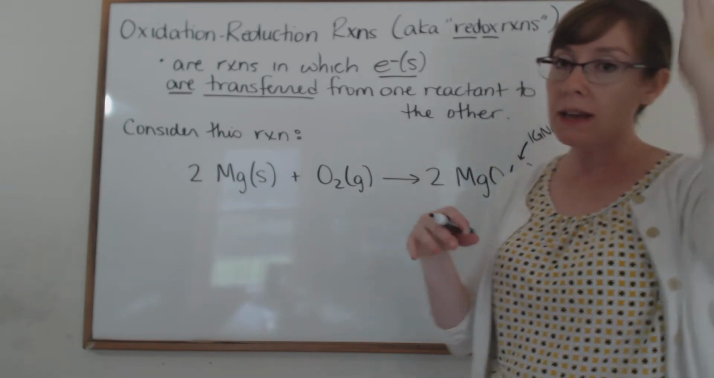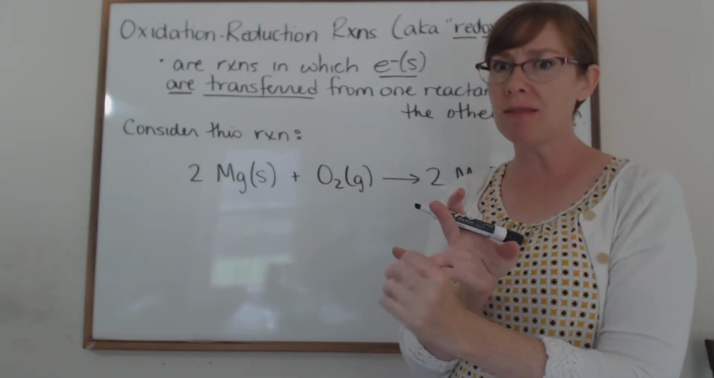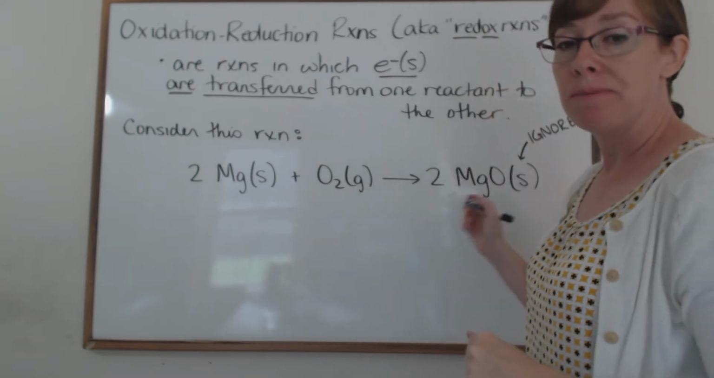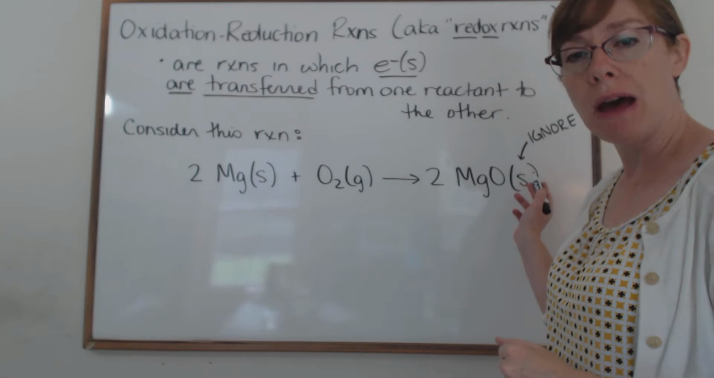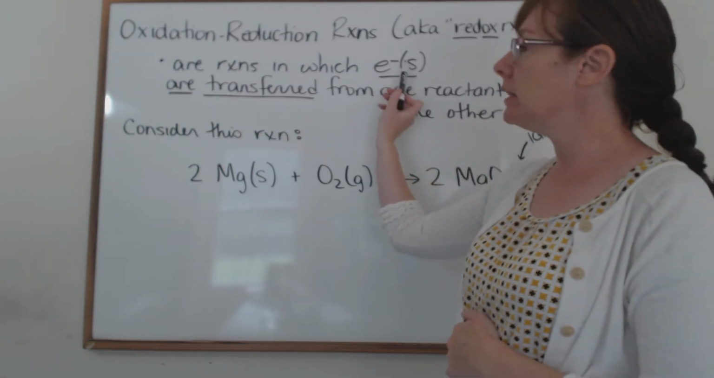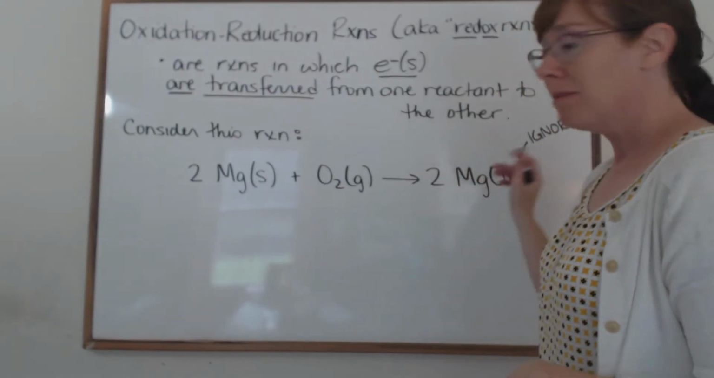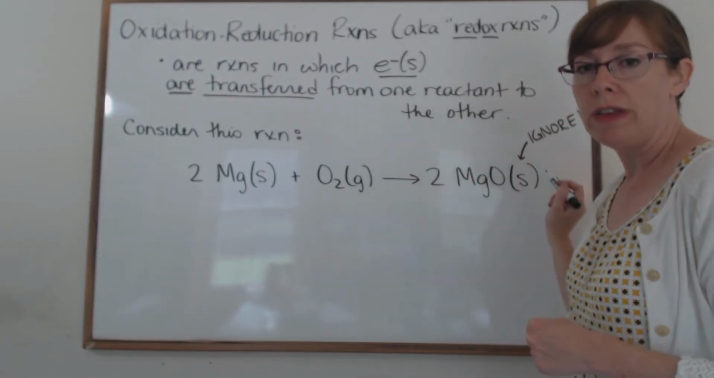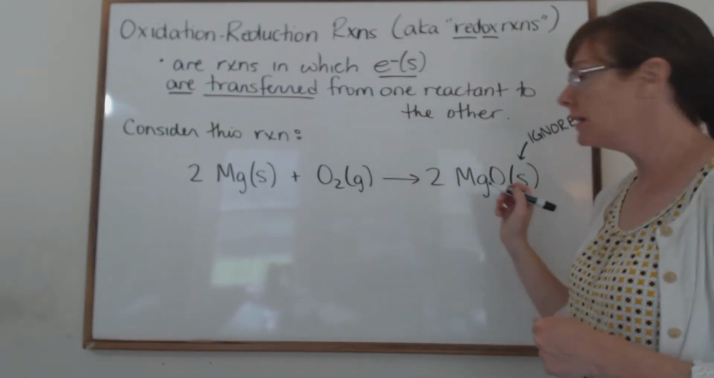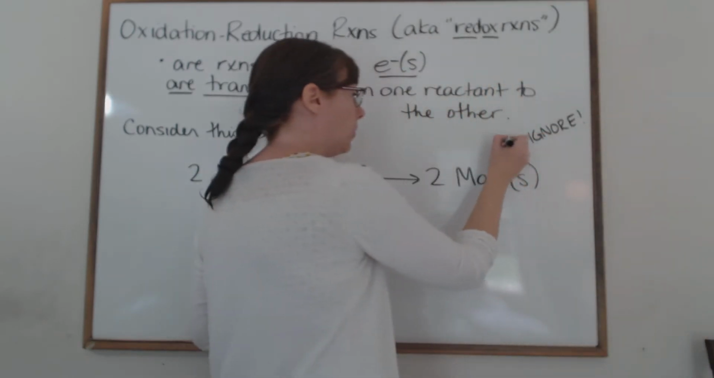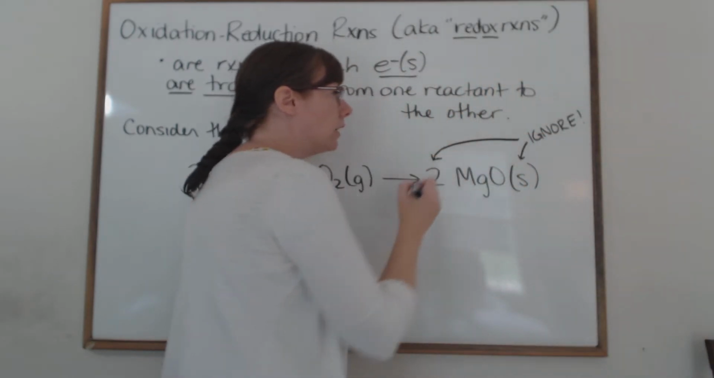Which is kind of weird, because with precipitation and acid-base reactions, phases mattered a lot. But with redox reactions, it's not about the phases, because it's really dealing with electron transfers, which has nothing to do with phases. So phases don't matter, and you're going to ignore them as you're analyzing these. And actually, the other thing that you're going to ignore is the coefficients.